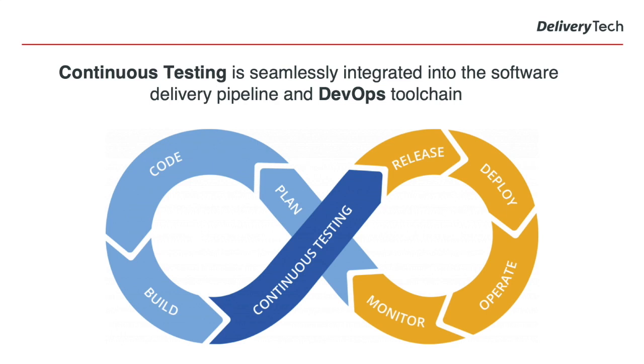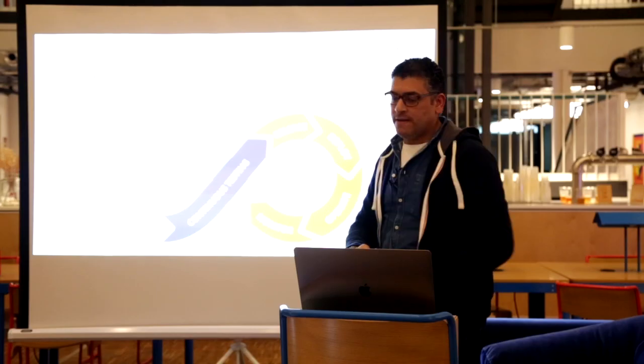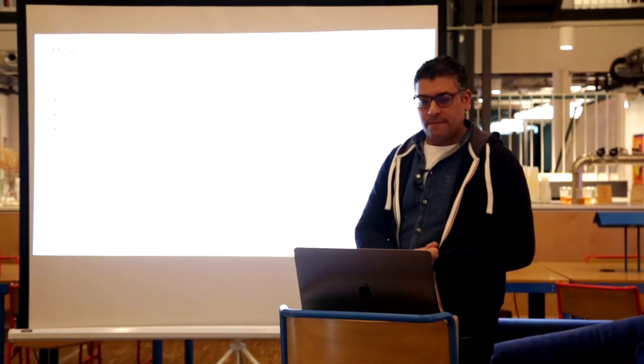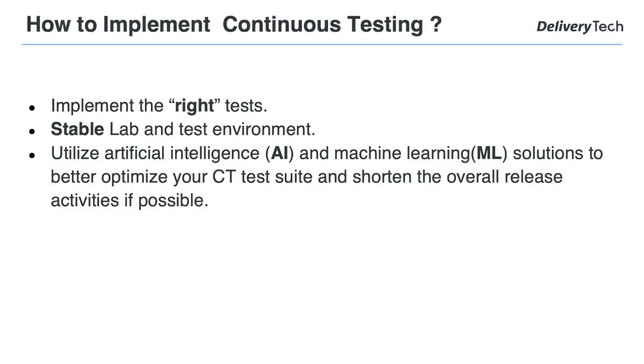For example, in another picture, we started from plan, coding, building, and continuous testing. And after that, releasing, deploying, operating, monitoring, and starting with plan again, and so on. So continuous testing must be placed as one process in the full cycle of the DevOps toolchain. But how can I implement continuous testing?